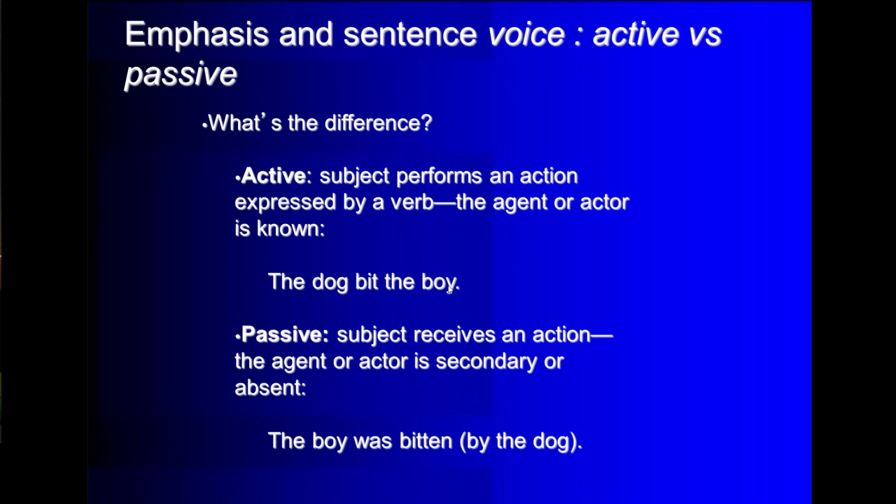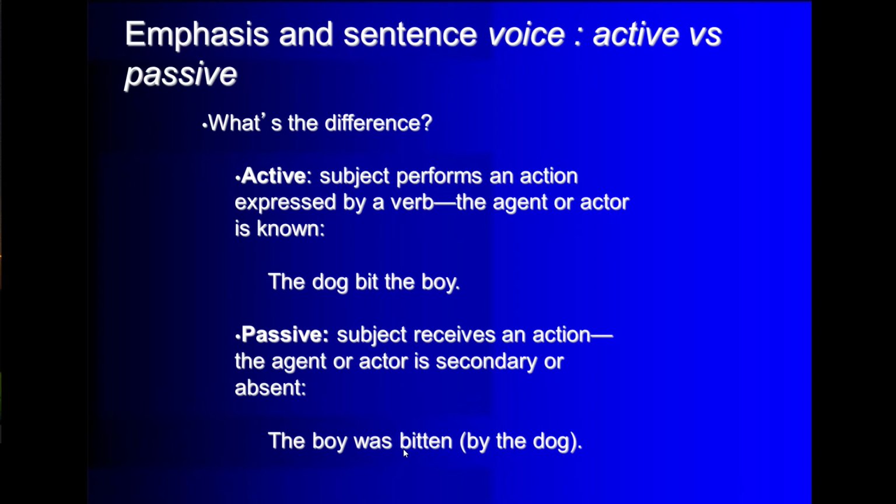Okay, if we turn this into passive, the subject receives an action, and the agent or actor is secondary or completely unknown. So the boy was bitten, right? You could just say that. The boy was bitten. And you don't say by the dog, or you could say by the dog. But the fact is, the agent here, the dog doing the biting, has been shifted around.